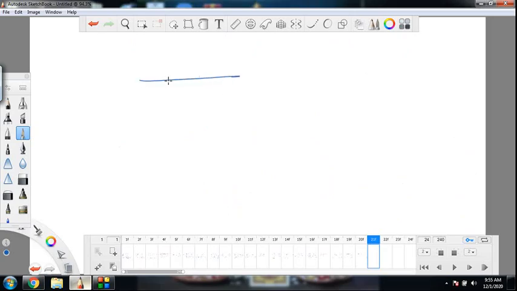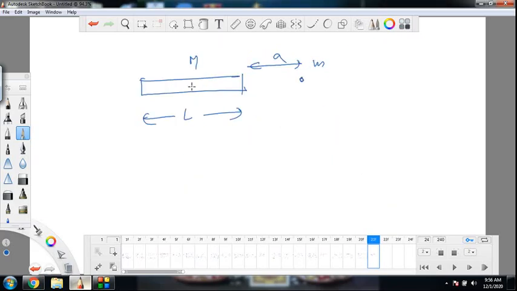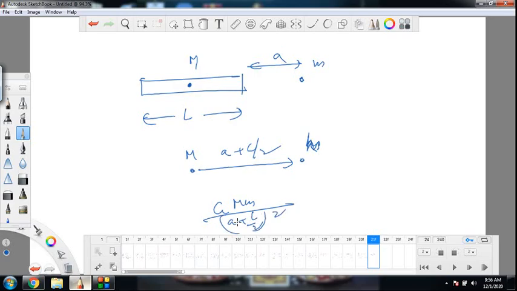Clearly, the value of force which we are getting is G m M by a into a plus L. Many people think that you can replace the rod with a point mass at the center of mass. You can't do that. If you do that, what should have been the force? The distance would then be a plus L by 2. The force should have been G m M by a plus L by 2 whole square. That should have been the force if you replaced the rod with a point mass at its center of mass.